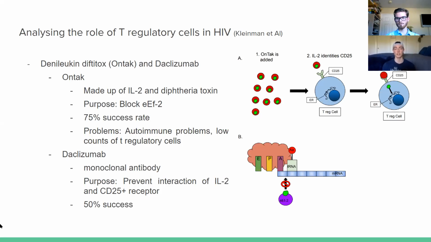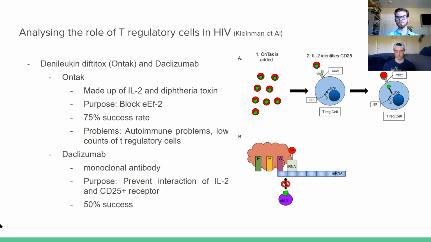So if you're blocking EEF2, you're no longer able to move the mRNA, so you're not able to create proteins, and ultimately the cell dies. So they found that this had a 75% success rate, meaning they were able to kill off 75% of the cells, which means, yeah, the drug worked. But they also realized that if this was in humans, there would be serious autoimmune problems and very low counts of T regulatory cells left, so they wouldn't be able to maintain the immune system of the body, and you would see overreactions like we were trying to avoid.